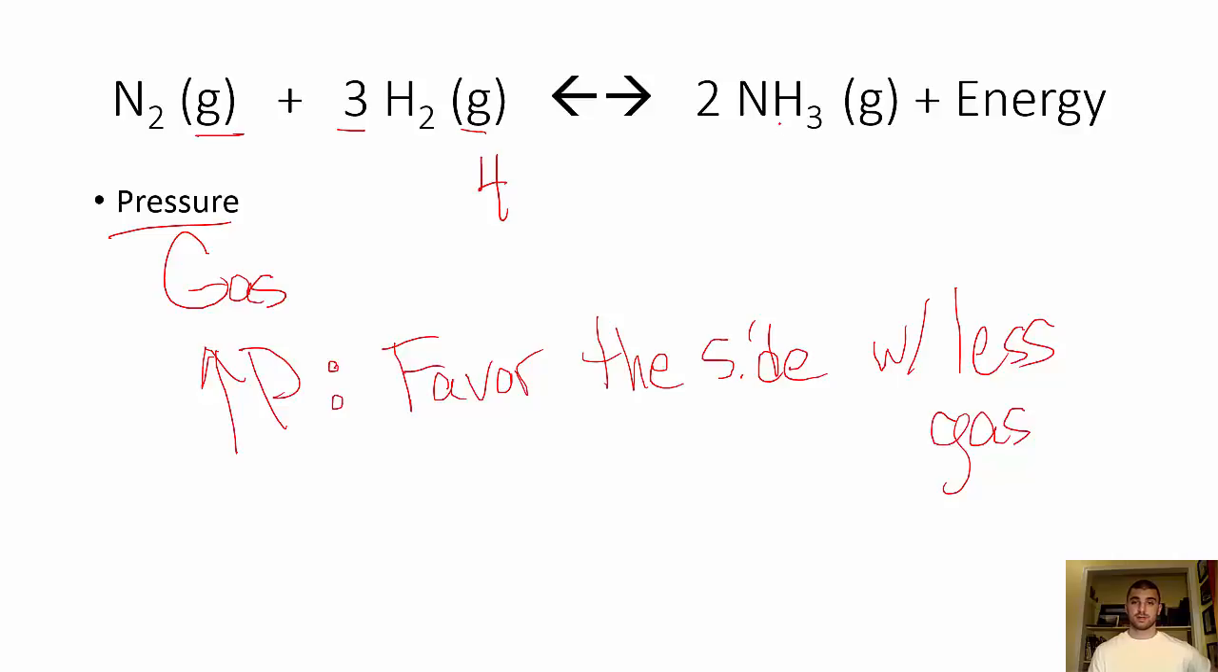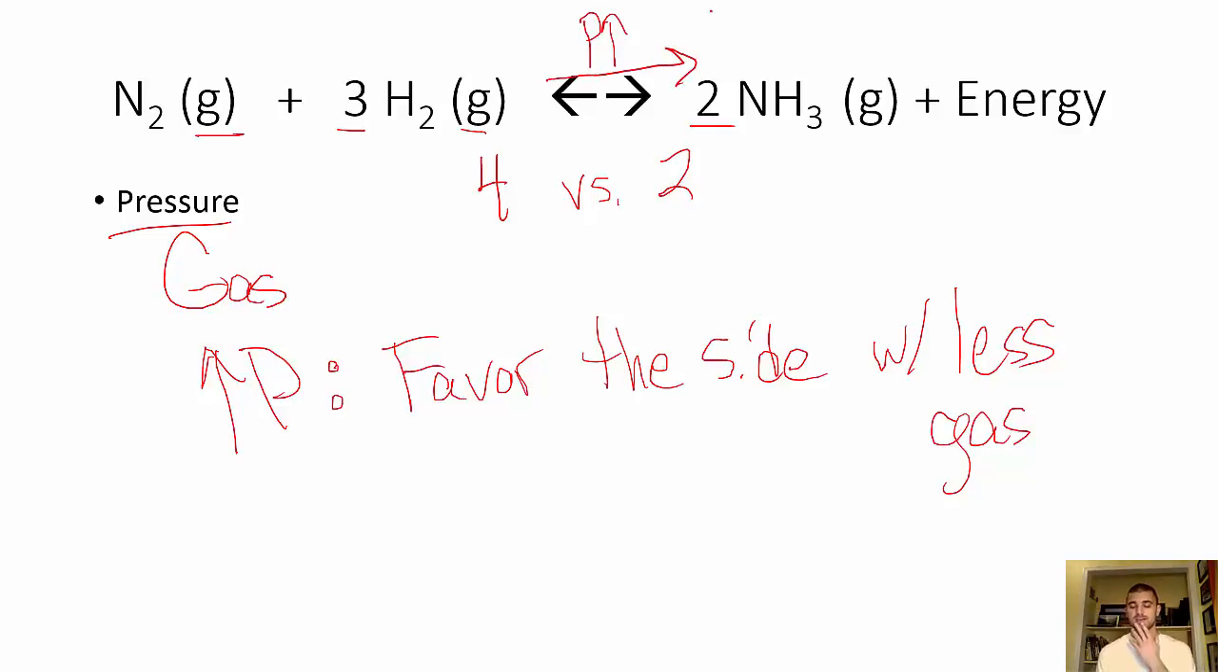Now I take a look. I have 2 gases on the product side. So it's 4 versus 2. I have more gas on my reactant side than my products. So if I were to increase the pressure, let's say pressure goes up, which way am I going to shift? I'm going to shift towards the side with less gas. I'm going to have to shift to the right.